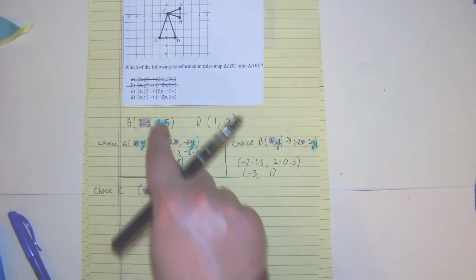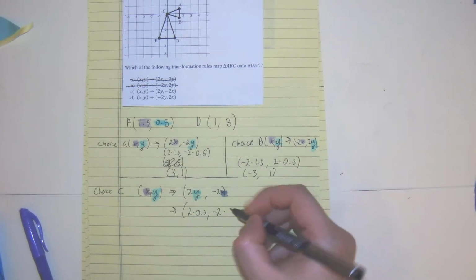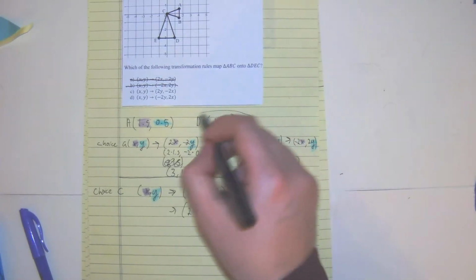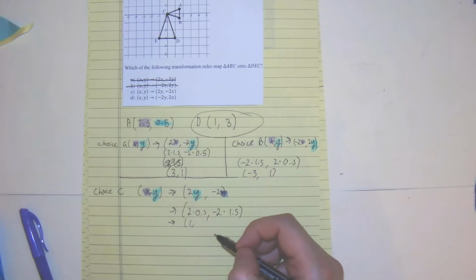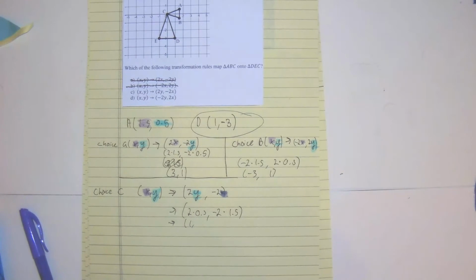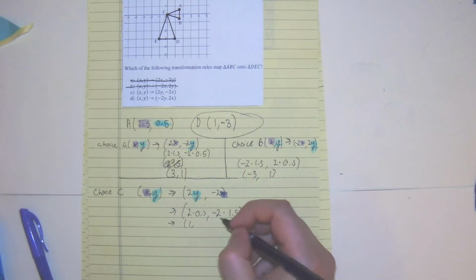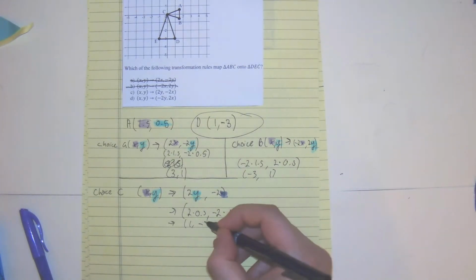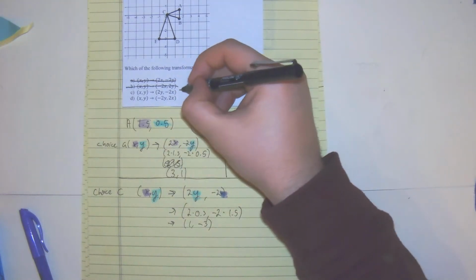So we plug it in to here. We get 2 times 0.5, comma, negative 2 times 1.5. Remember, our goal is to get this 1, 3. We get 1, comma, oh, it's negative 3. Look at that mistake I made. Negative 2 times 1.5 would be negative 3. Well, that looks really good. But I'm not too certain with it, so let's just keep our eyes on it.